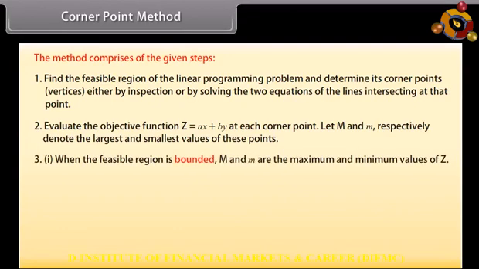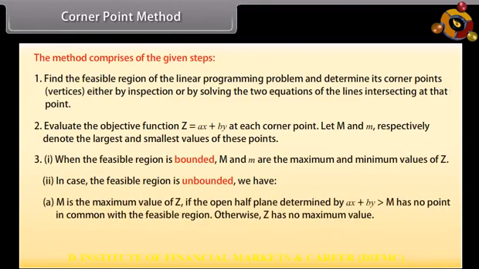3. (i) When the feasible region is bounded, M and m are the maximum and minimum values of z. (ii) In case the feasible region is unbounded, we have: a. M is the maximum value of z if the open half plane determined by ax + by > M has no point in common with the feasible region. Otherwise, z has no maximum value.